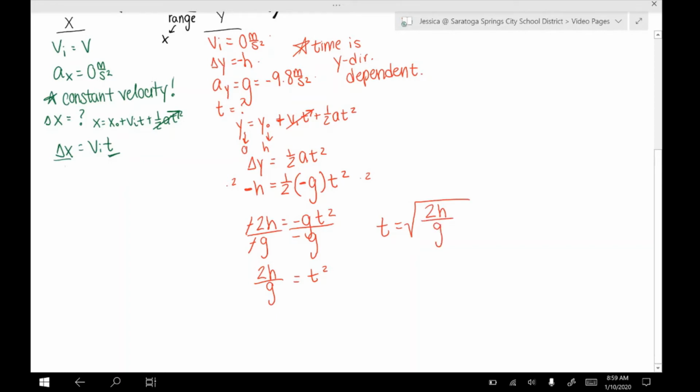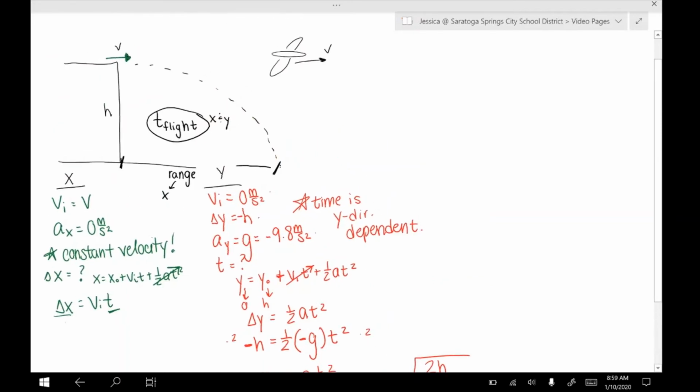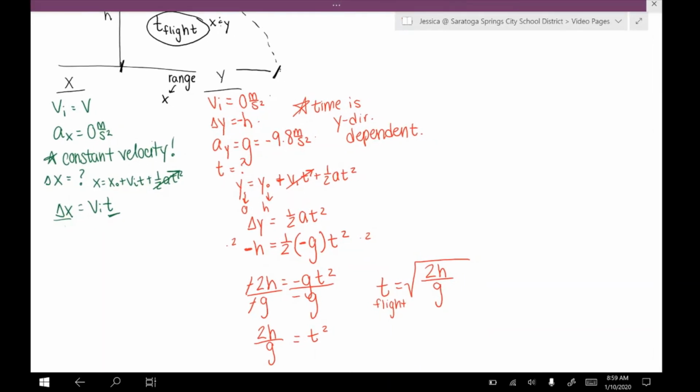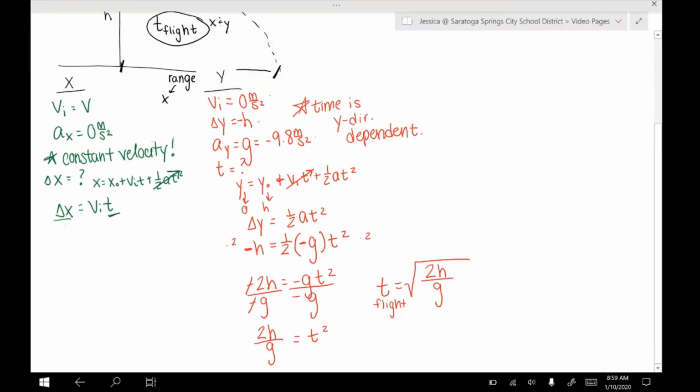So again, this is our time of flight, and that's going to be true in both directions, because if it takes me the square root of 2h over g seconds to fall that vertical distance, then I have that same time to travel horizontally. So once I have that equation for time, I can go back to the x direction. My initial velocity was the variable v times the time, the square root of 2h over g, and that would be my final answer for the range.